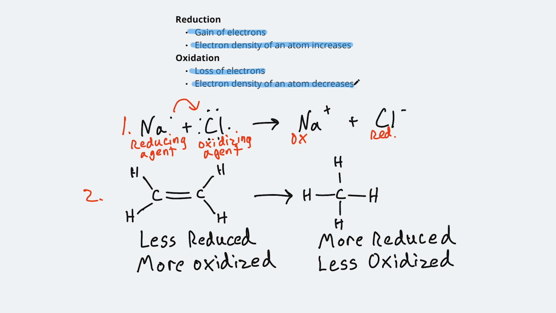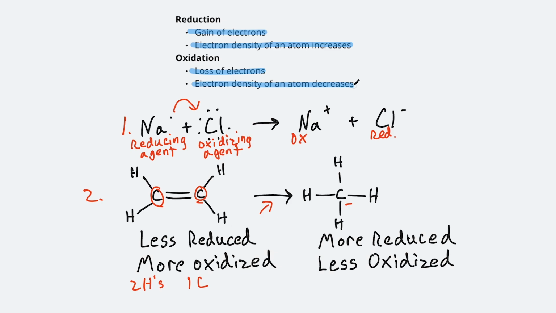So for the second example, let's look at the carbons. And we are trying to determine which carbon is the most reduced or the most oxidized. In this arrow here, that's not a reaction arrow, so we're not changing the first structure into that second structure. We're just comparing the carbons in the two structures to talk about which one is more reduced or oxidized. In the first molecule, the carbons are each attached to two hydrogens and one carbon.